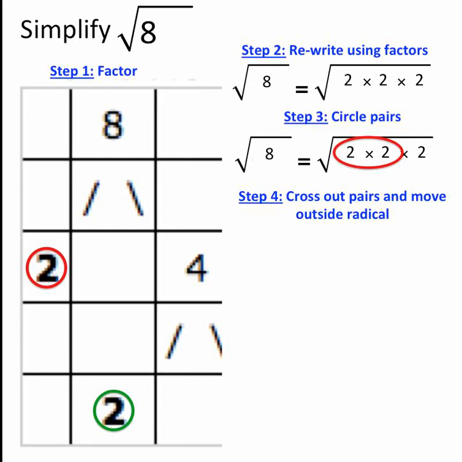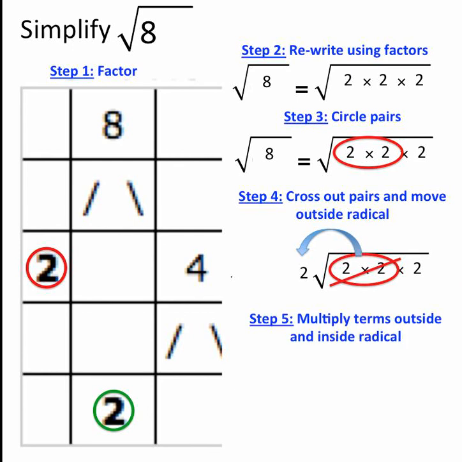My next step is to cross out the pairs and move that value outside the radical. So there's my expression. I'm going to cross out the 2's, and I'm going to move that 2 outside the radical. My final step is to multiply the terms outside the radical and multiply the terms inside the radical.